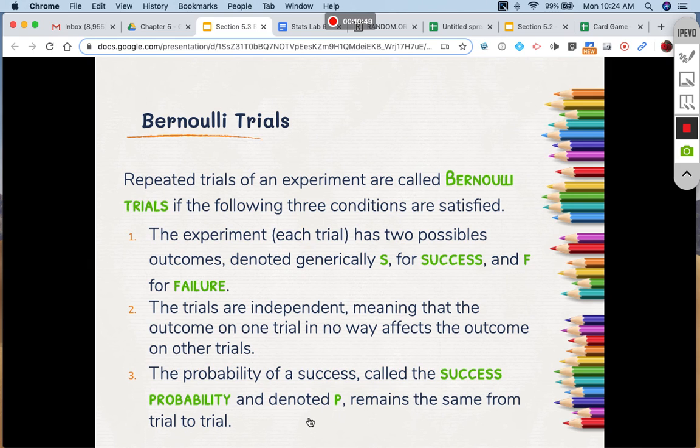And finally, the probability of success, that p, has to remain the same from trial to trial. So when we're talking about, say, drawing cards from a deck of cards, if you draw one card with replacement, draw one, stick it back, that's independent. Your probability is going to remain the same. But if you say, okay, I'm going to deal out a set of 5 cards, now the probability on each card is going to change because there's fewer cards in the deck. So we can't have that going on. For a Bernoulli trial, the probability of success has to be the same from trial to trial.